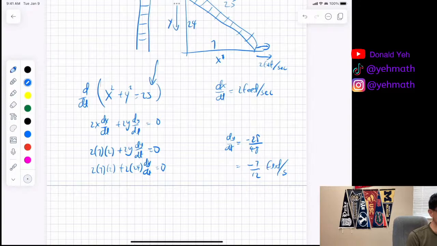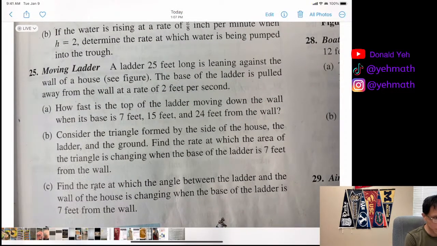The second question is a little bit different. I'm going to go back to the question. You can take a picture of this question. The second part of the question is, consider a triangle formed by the side of the house and the ground. Find the rate at which the area of the triangle is changing when the base of the ladder is 7 feet.